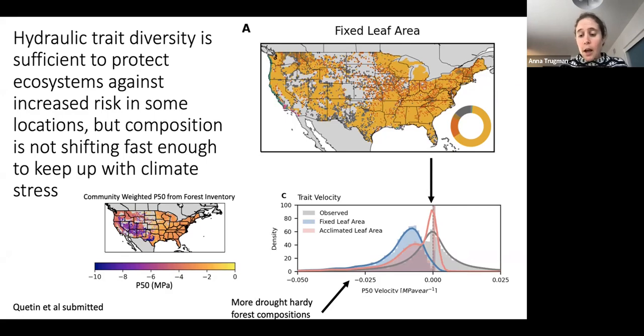And so in the observations, which are shown in gray here, we did find a slight shift towards more drought hardy forest compositions, but it was actually an order of magnitude less than what we found in our simulations, which are shown in blue.